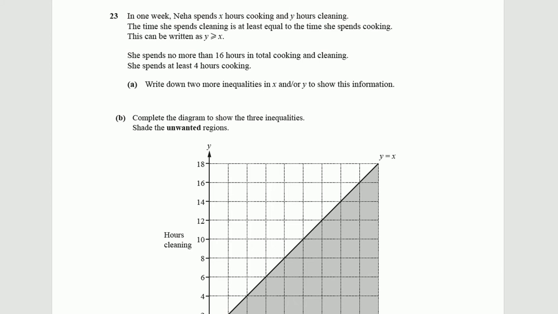Now, we're going to have to make our own inequalities. She spends no more than 16 hours in total cooking and cleaning. Her cooking time plus her cleaning time cannot be more than 16, must be less than or equal to 16. She spends at least 4 hours cooking, so her cooking time, x, must be 4 or more, must be equal to or greater than 4. And so there's my next two inequalities. I now want to complete the diagram showing these three inequalities and shade the regions I'm not interested in.